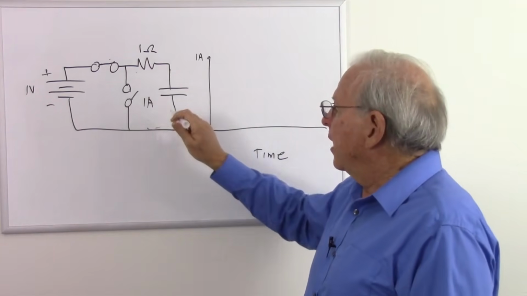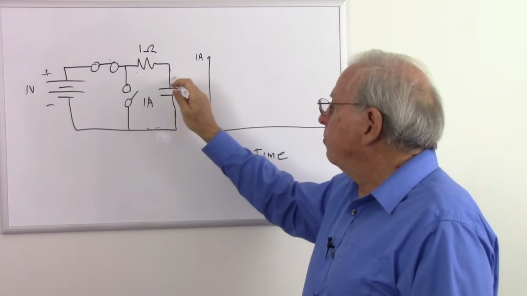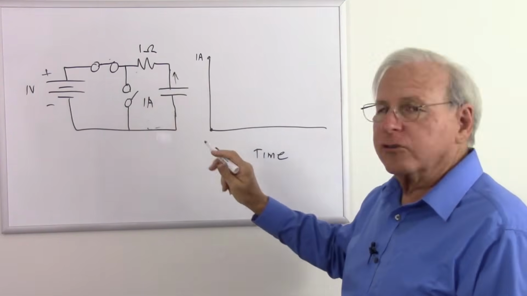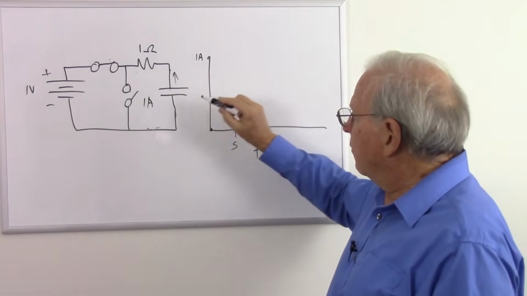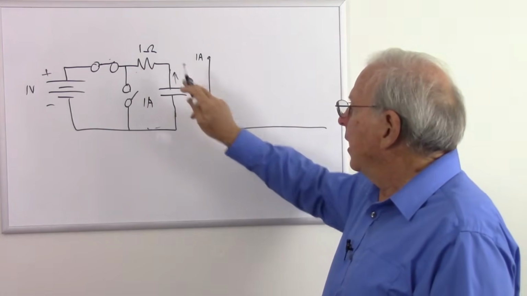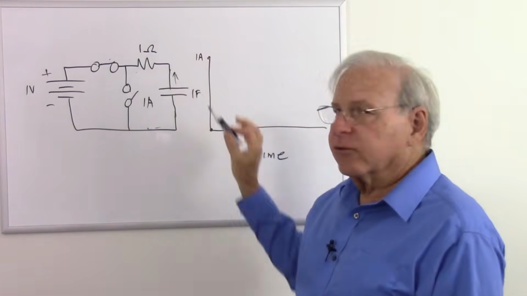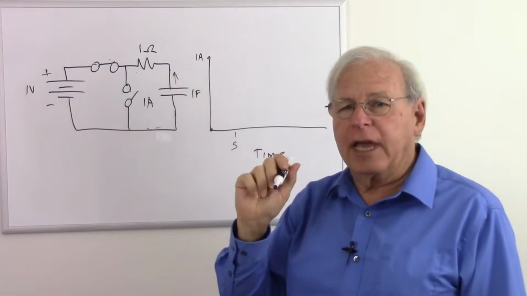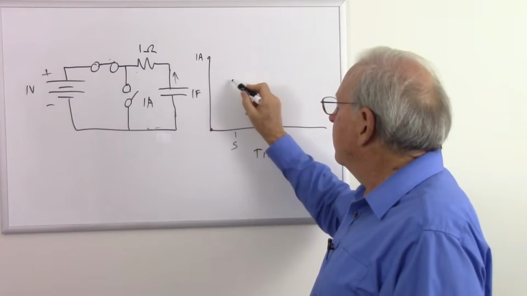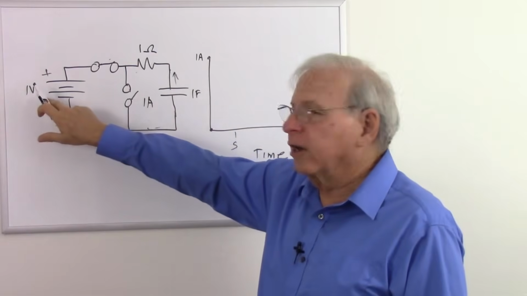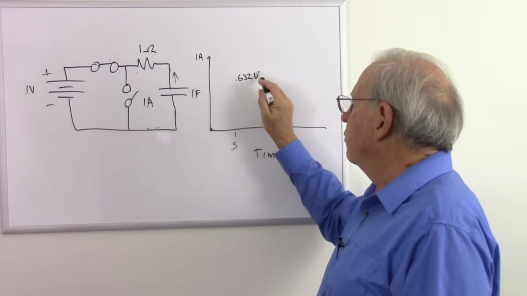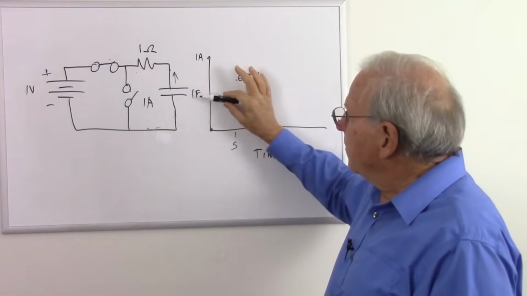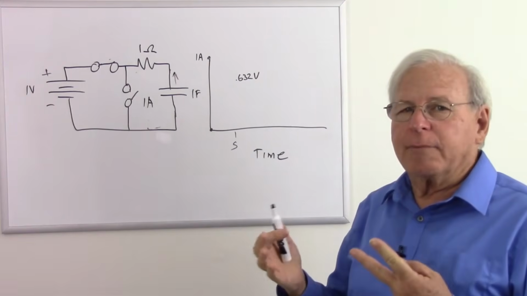So as that charges, it starts to push back, so we start getting some voltage across it. After 1 second, in this case we have 1 farad and 1 ohm, and so we multiply those together to tell us how long it will take to get to 63.2% of our battery voltage, which of course is going to be 0.632 volts. So 1 farad, 1 ohm, 1 times 1 equals 1.